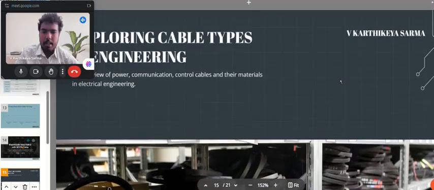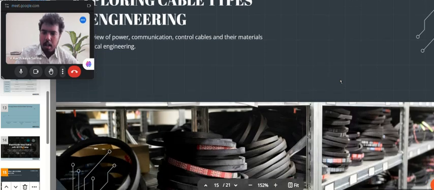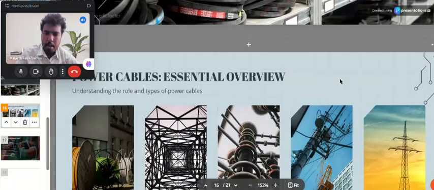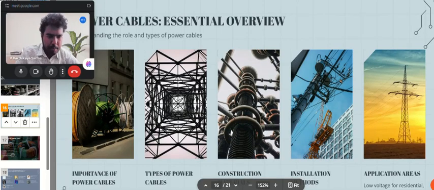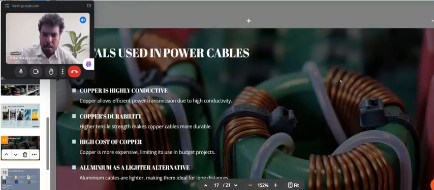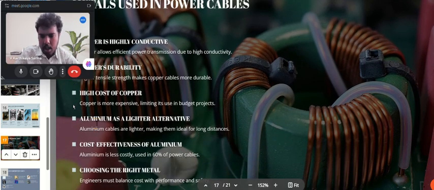Now let's discuss the types of cables. We have four basic types of cables: power cables, communication cables, control cables, and optical cables. We also have special types of cables for special purpose applications. Power cables are applied for the transportation of current from one place to another, generally over long distances. We use copper because it is highly conductive. But nowadays we are using aluminum alloys because aluminum is cost effective, lightweight, and ideal for the transportation of current.